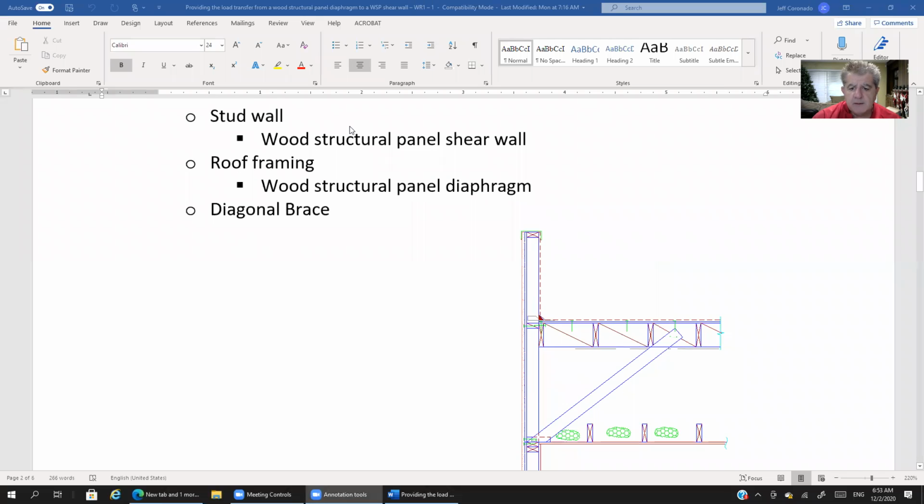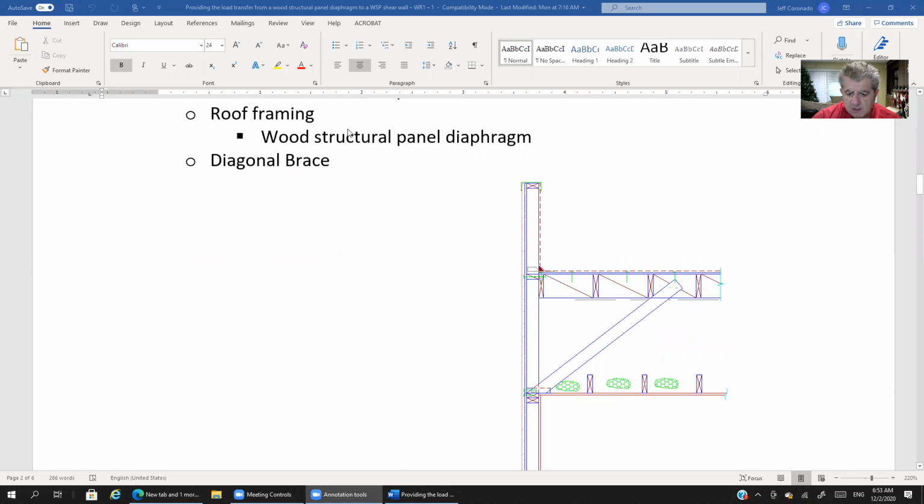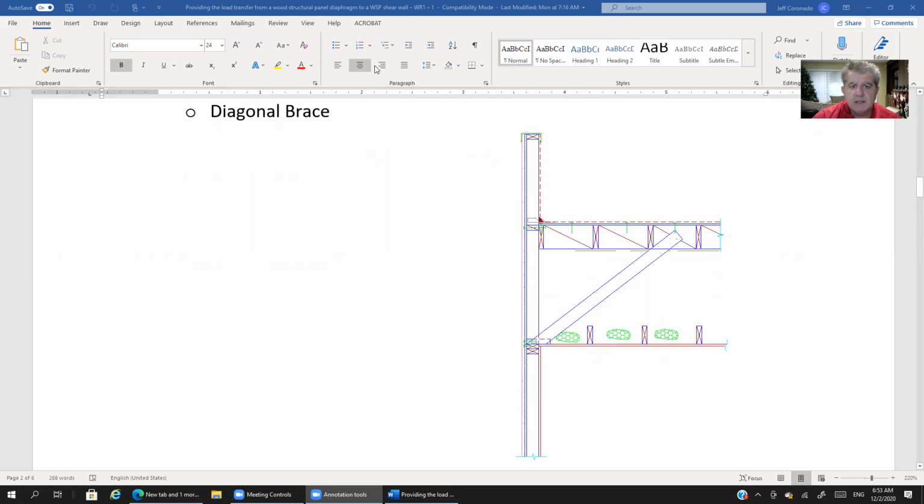All right, and then we've got a wood structural panel shear wall. It's harder to see, but right there is where the wood structural panel is, what we used to call plywood. There's the wood structural panel. You can see it there. So we've got a wood structural panel on this wall assembly.